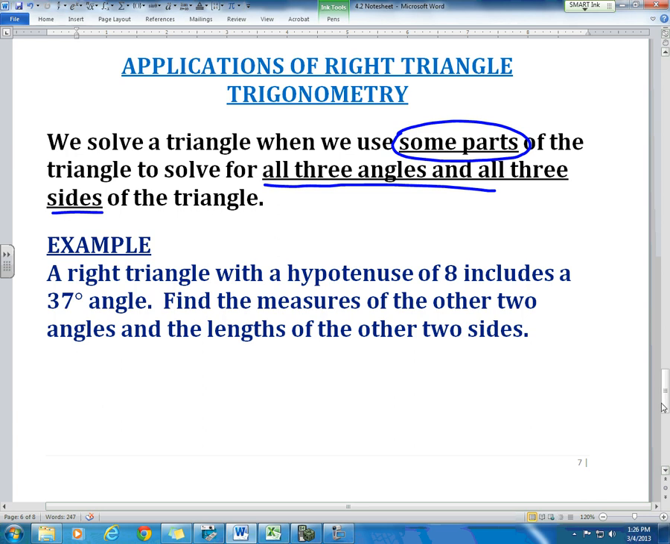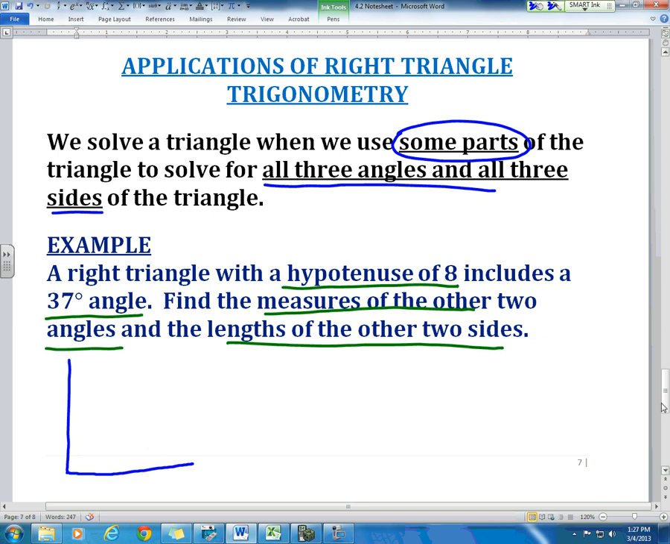So this example here says a right triangle with a hypotenuse of 8 includes a 37-degree angle. Doesn't say which of the 2 angles it is, but we know that one is 37 degrees. Find the measures of the other 2 angles and the lengths of the other 2 sides. So we're basically solving this triangle. You should always draw yourself a picture so that you know what's being presented to you. So we have a right triangle. We know that one angle measures 37 degrees and it has a hypotenuse of 8 units.